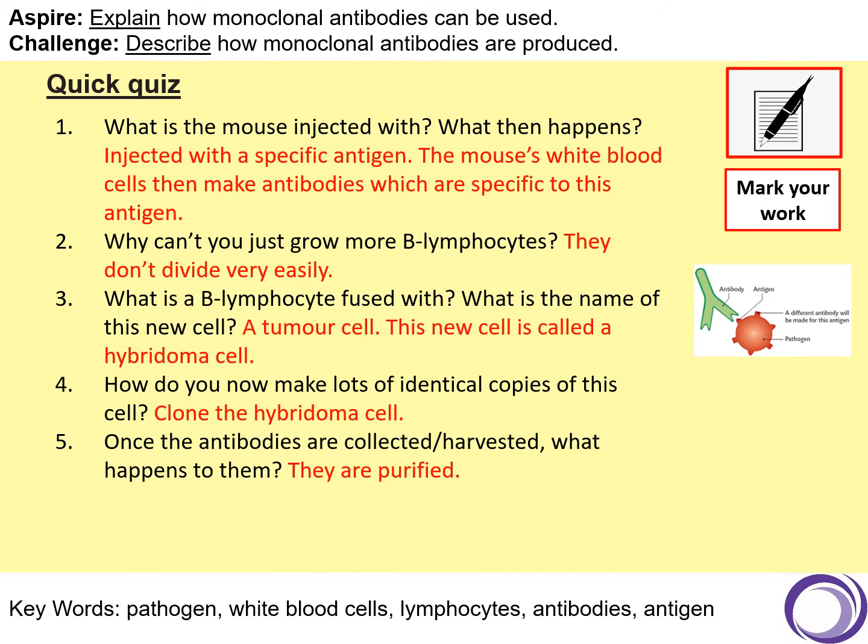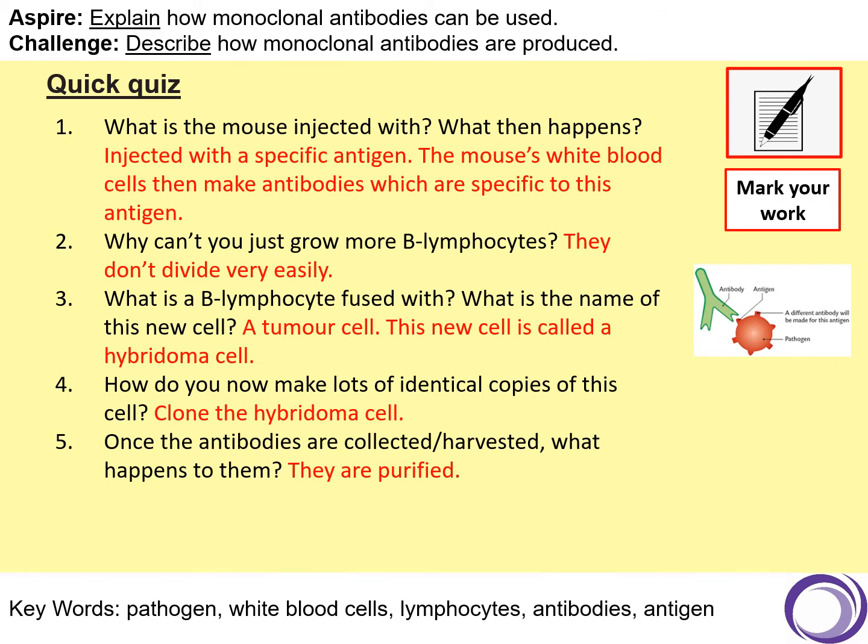So the answer to question number 1 that you should have, so the question was what is the mouse injected with and what then happens. So it's injected with a specific antigen. The mouse's white blood cells then make antibodies which are specific to this antigen. Question number 2, why can't you grow more B lymphocytes? It's because they don't divide very easily.